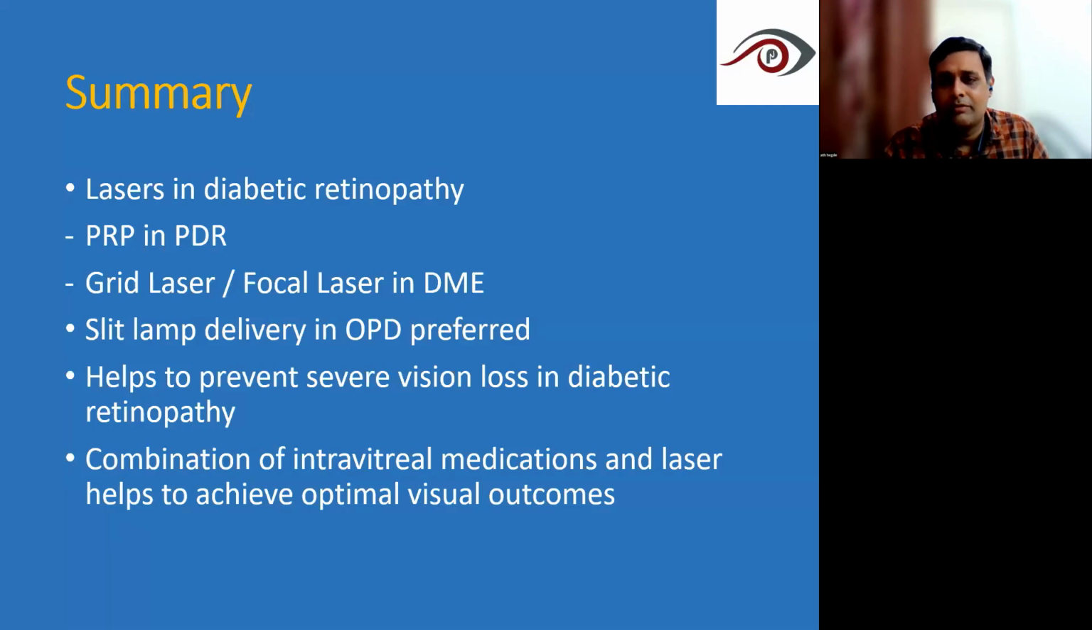Slit lamp delivery is preferred, in my opinion, nowadays, where the patient and you are comfortable doing the laser. It helps to prevent severe vision loss in diabetic retinopathy. Even if you feel the patient has low risk PDR or severe NPDR, is not going to come back regularly, and the sugars are not under control, I keep a cutoff of HbA1c of more than 9 or 9.5, and if they are not able to come in 2 months, I usually do the laser. A combination of intravitreal medications and laser helps to achieve the optimal visual outcomes.